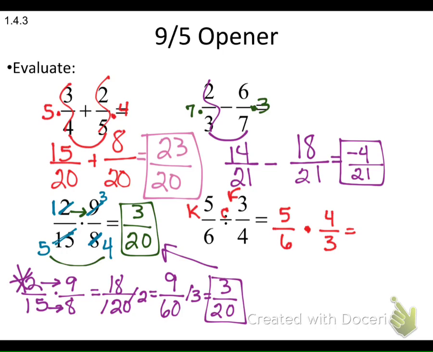So, again, I like to reduce at the beginning. So I can reduce any numerator with any denominator. So can I reduce the 5 with the 6? Can 5 and 6 be reduced?